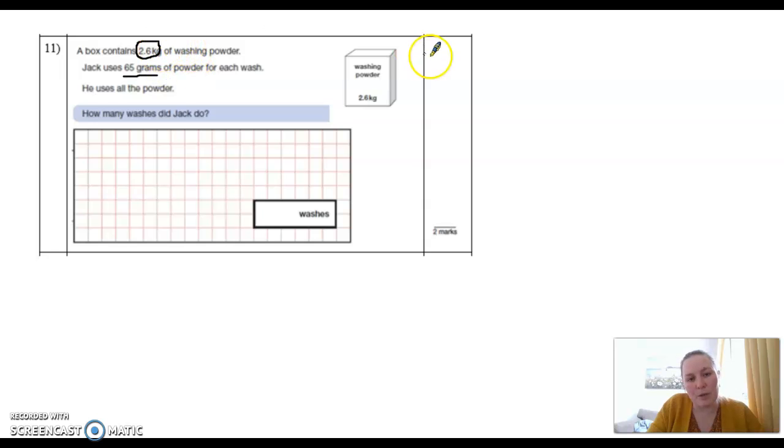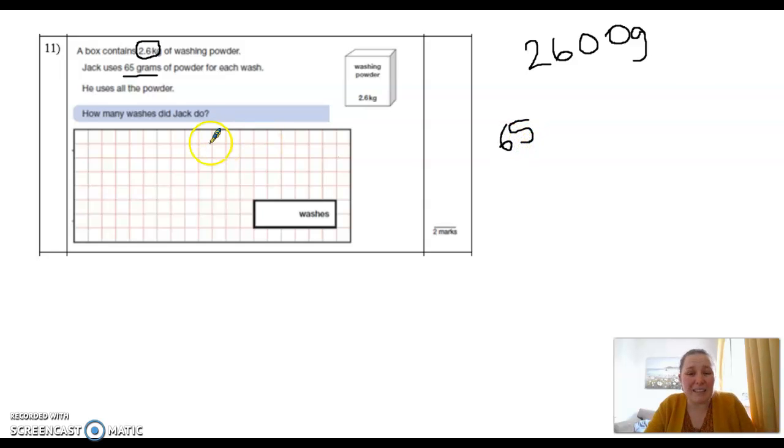So let's convert 2.6 kilograms into grams. So he has 2,600 grams of washing powder. And every time he's going to use 65. Now, my calculation is 2,600 divided by 65, which is going to be quite tricky to do. So what I'm going to do is I'm going to count up in 65s and see how I go.